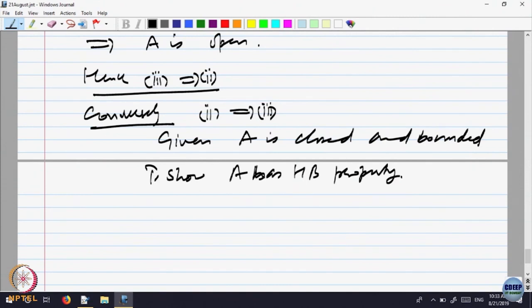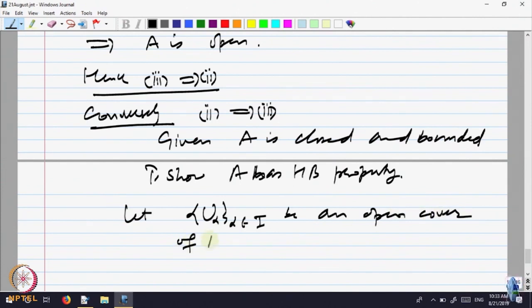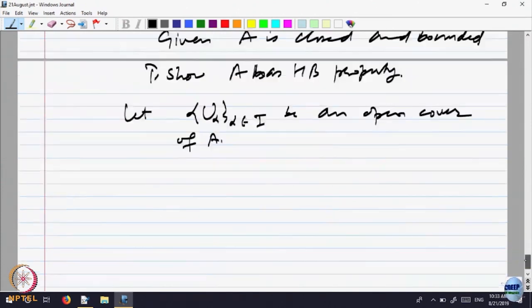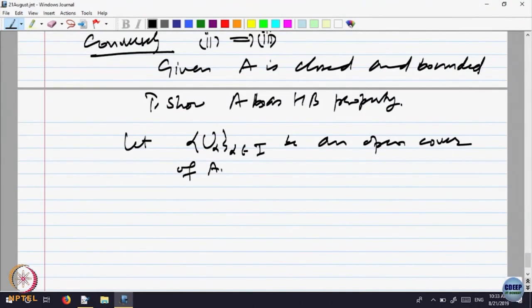Right. So, where do we start? To show it has Heine-Borel property, I should start with an open covering of A and get a finite subcover. So, let's say U_alpha, alpha belonging to I, be an open cover of A. So, I have to construct a finite subcover. We only know A is closed and bounded.